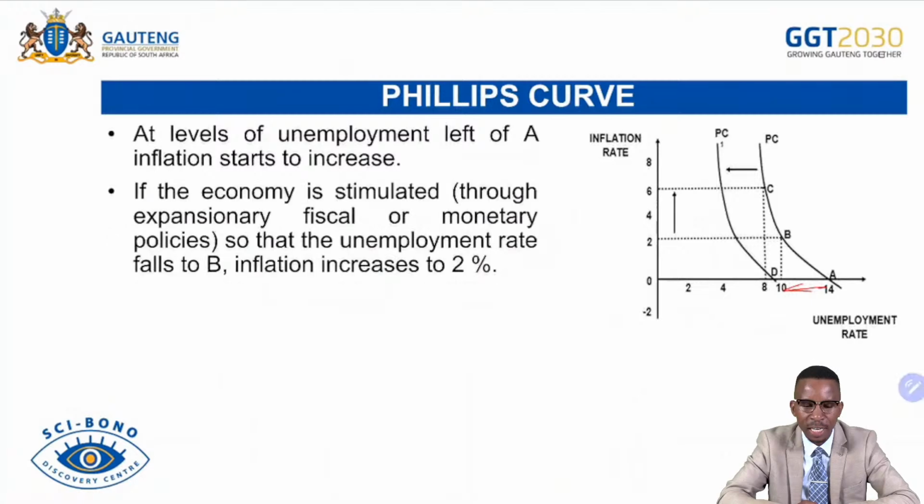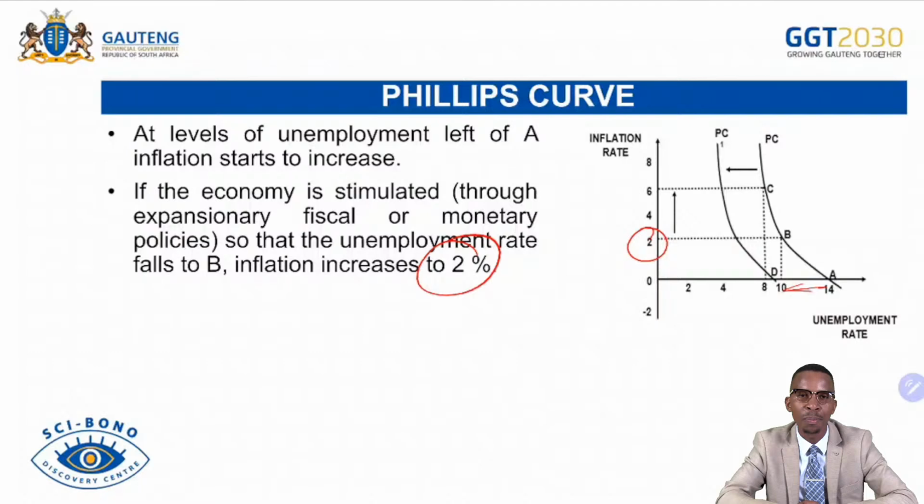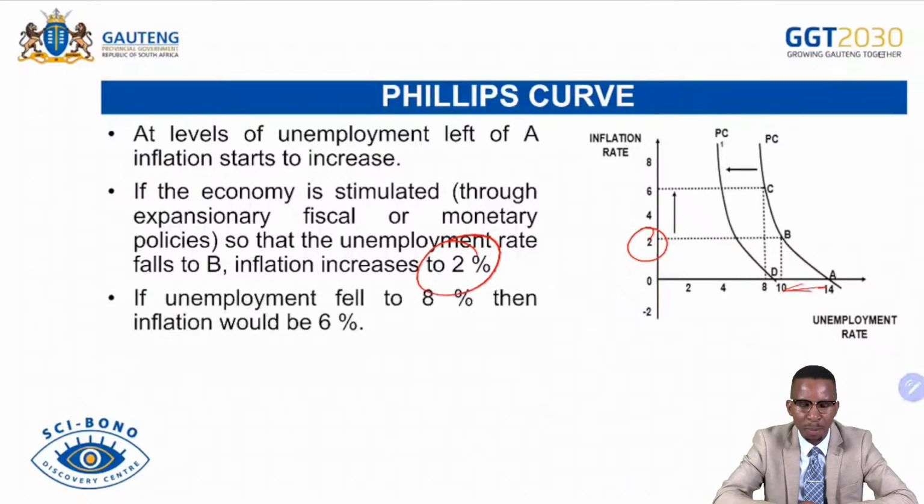If the economy is stimulated through expansionary fiscal or monetary policies so that the unemployment rate falls, inflation increases to 2%. We can see inflation increasing to 2% because the unemployment rate is decreasing and the employment rate increasing, resulting in greater demand for goods and services because of more income. If the unemployment rate fell to 8%, now this is the 8%, then the inflation rate would be 6%.